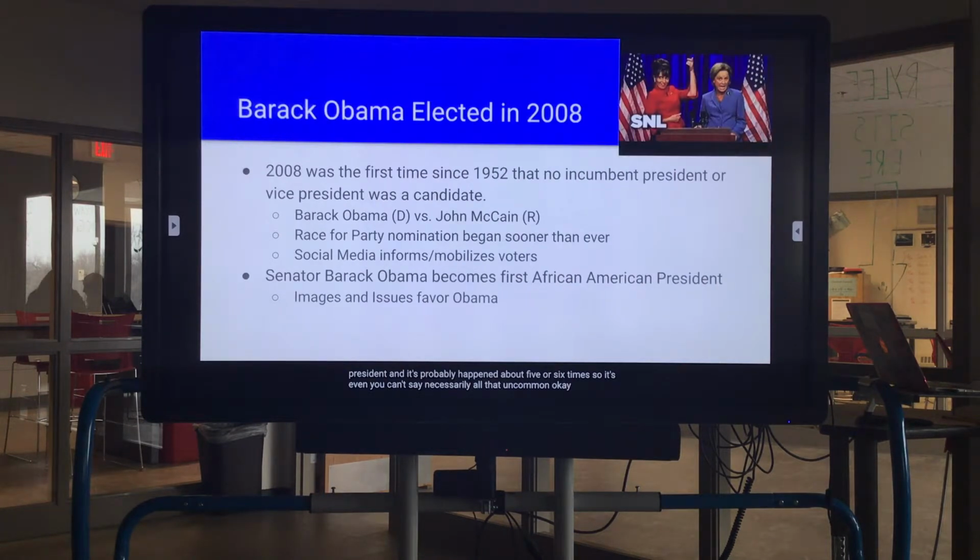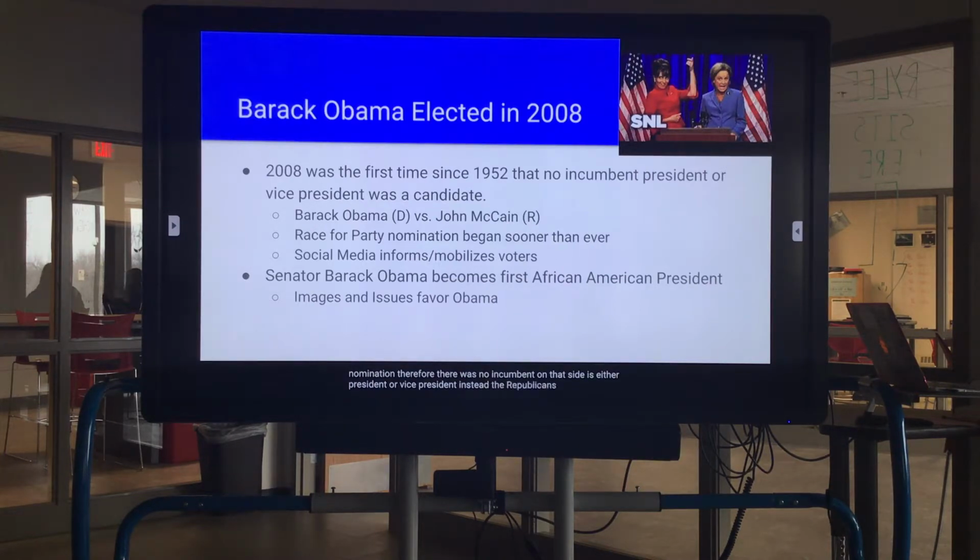Okay, so let's think about the last 3 presidential elections that we've had and how those campaigns and elections turned out. In 2008, George W. Bush's second term was done. Term limited, he could not run another time as president. It was the first time since 1952 that no incumbent president or vice president was one of the party's candidates. In other words, the vice president for George W. Bush was Dick Cheney. Dick Cheney chose not to seek the Republican nomination. Therefore, there was no incumbent on that side as either president or vice president.